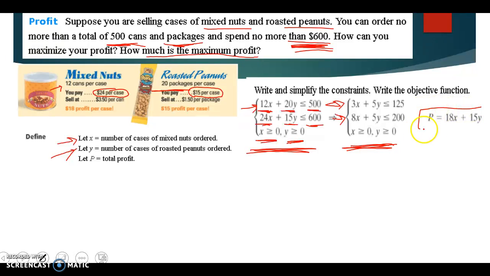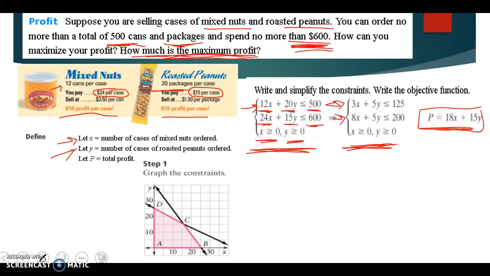And here is our objective. Our objective here is to maximize our profit. So we would have to come up with an equation for profit. It says that you make $18 profit per case for mixed nuts and $15 profit for each case of roasted peanuts that you buy and then sell. And so here's our objective function. Step 1 would be to graph our constraints. And if I graph our 4 constraints here, these 4 graphs are what I would get.